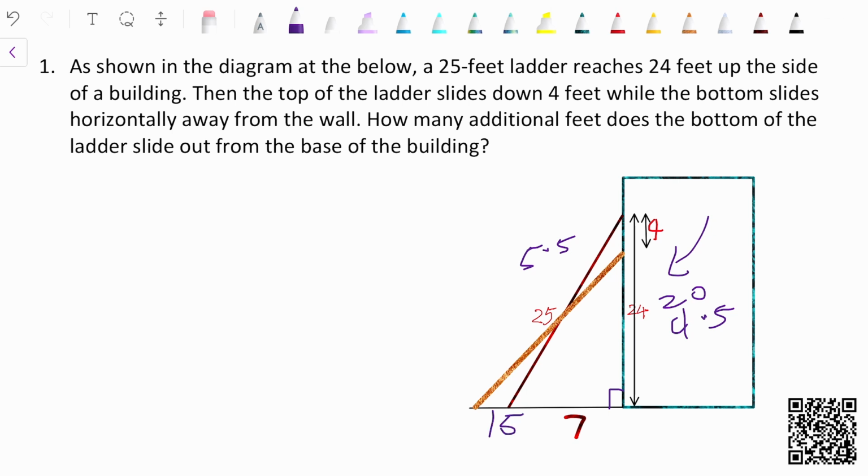And now that we know both horizontal distances from the building, we just use 15 to subtract 7, in which we have 8.